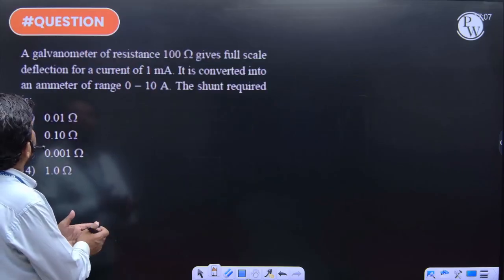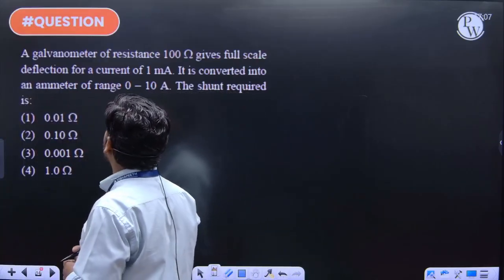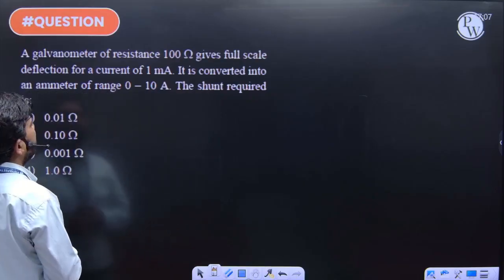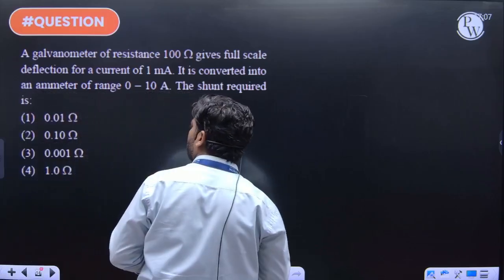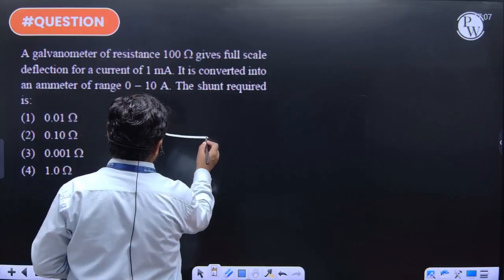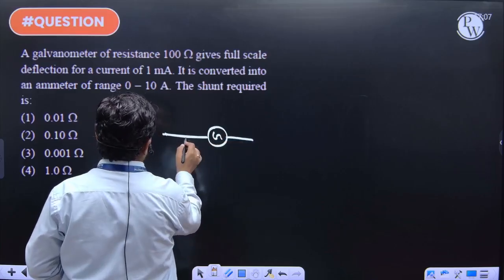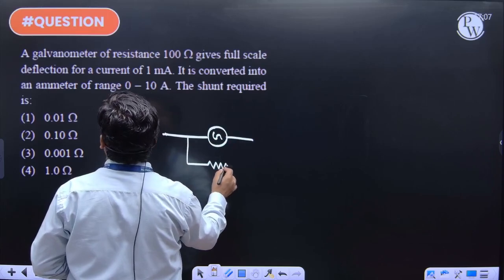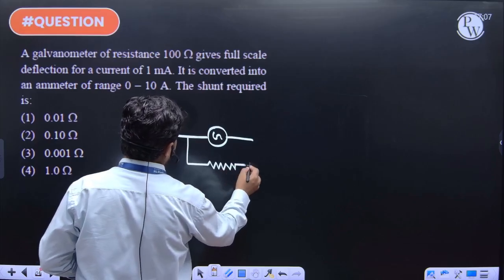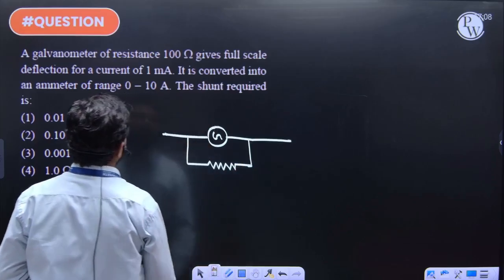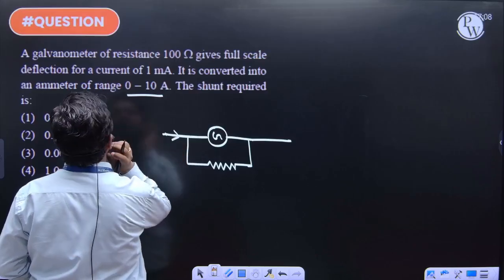Next, a galvanometer of resistance 100 ohm gives full scale deflection for a current of 1 milliampere. It is converted into an ammeter of range 0 to 10 ampere. The shunt required is, okay, so there is a galvanometer and one shunt. We are converting it to an ammeter of 0 to 10 ampere. So let us assume what is the shunt we have to apply.